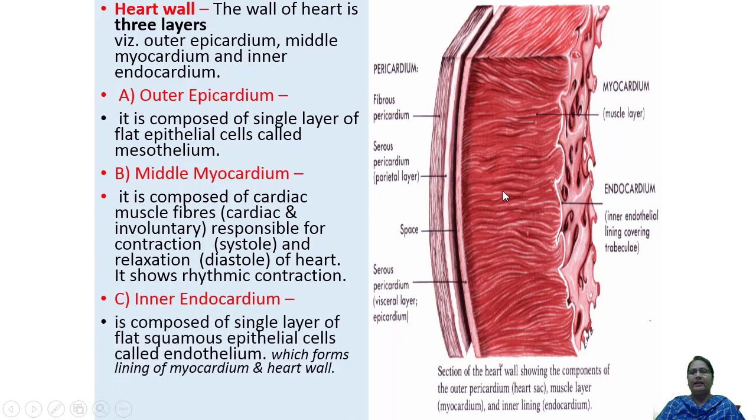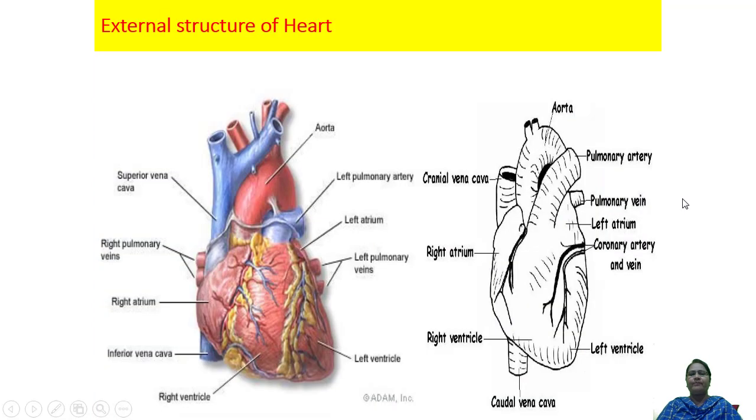Then the inner layer is called the endocardium. Can you see here the innermost layer? This is the endocardium. It is composed of a single layer of flat squamous epithelium cells called endothelium, which forms the inner lining of the myocardium.